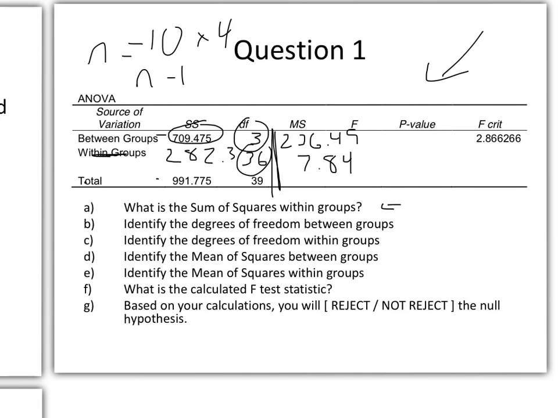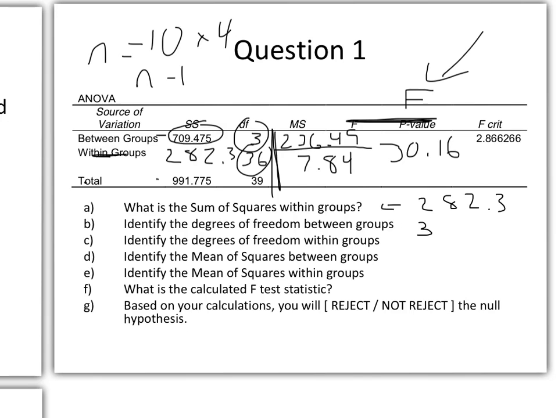Alright. Now then, to get the F value, let's just move this over a little bit. We won't be concerned with the P value. So F, our F statistic, is going to be 236.49 divided by 7.84. And for that we get 30.16. Okay, so now we've filled in the table and we've got the answers here. So sum of squares within groups was the 282.3.